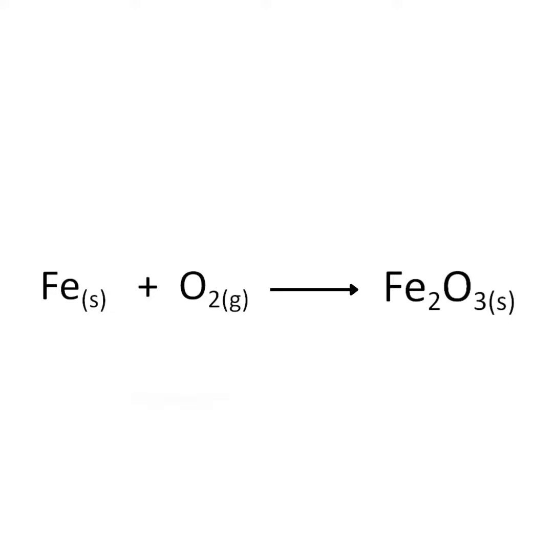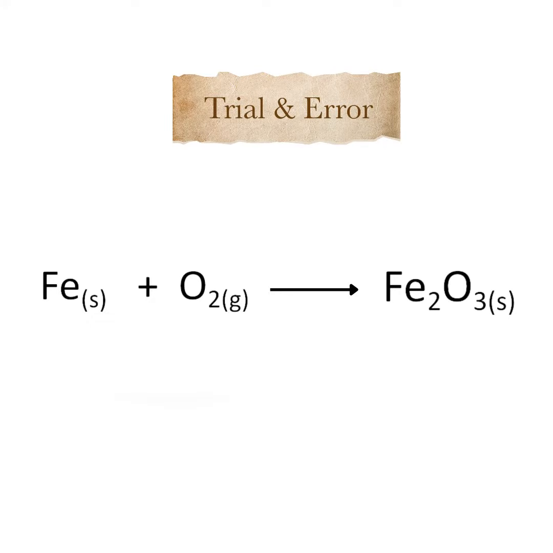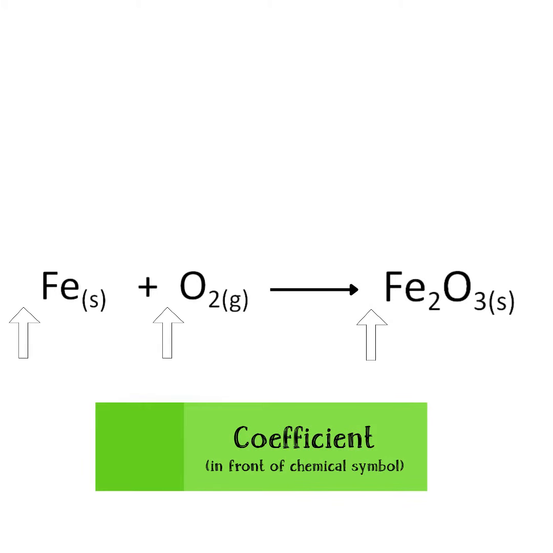Third, if the number of atoms of each element on both sides are not equal, balance them by placing a coefficient that will make the numbers equal. The process is called trial and error method. The coefficient should be placed only in front of the chemical symbol or chemical formula. Subscript of each element should not be replaced or changed.